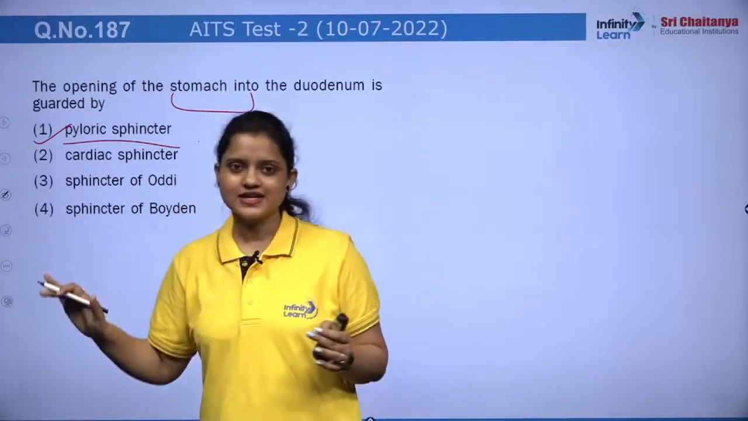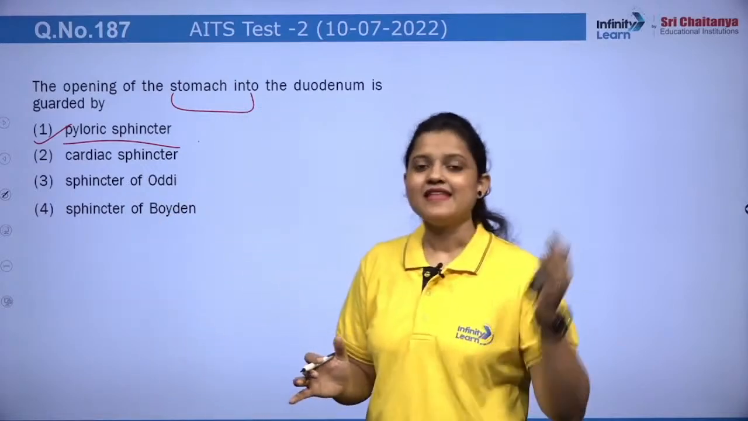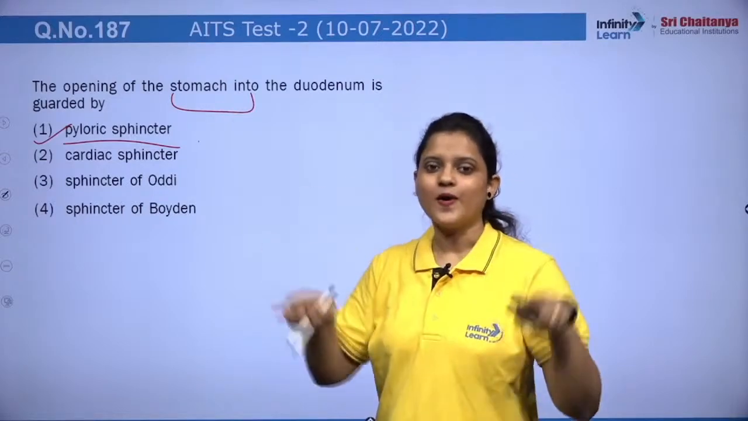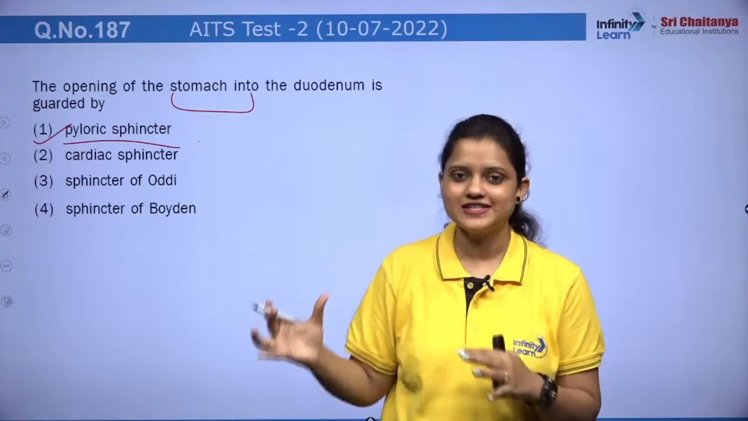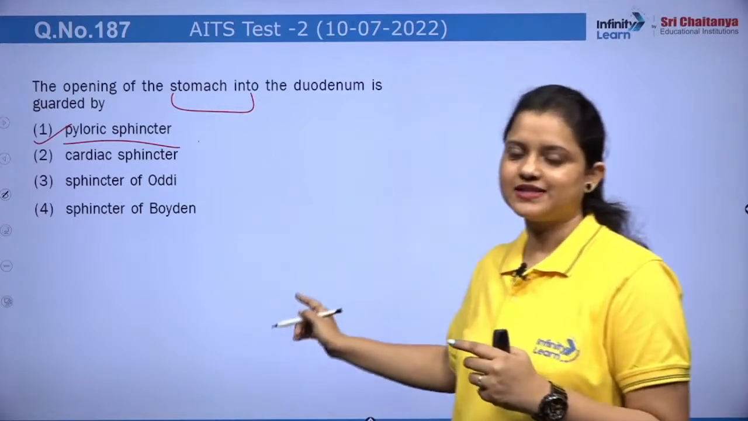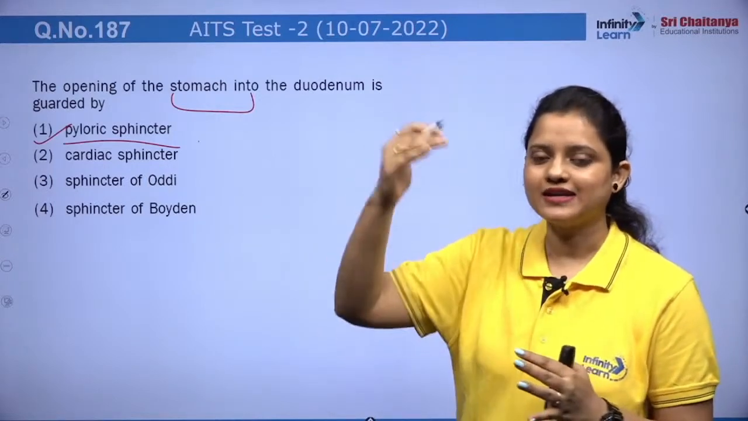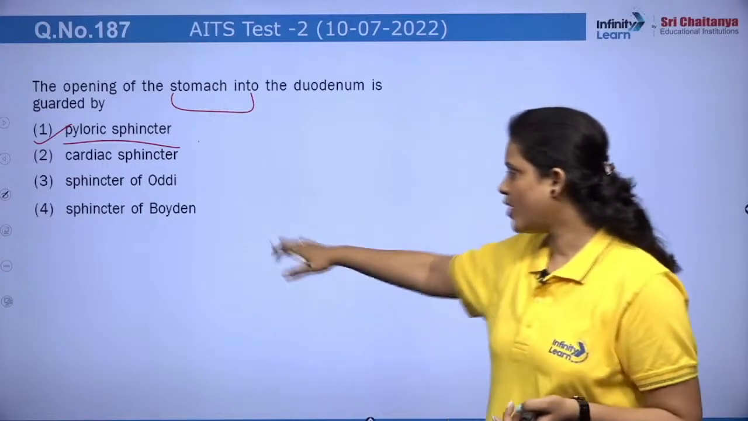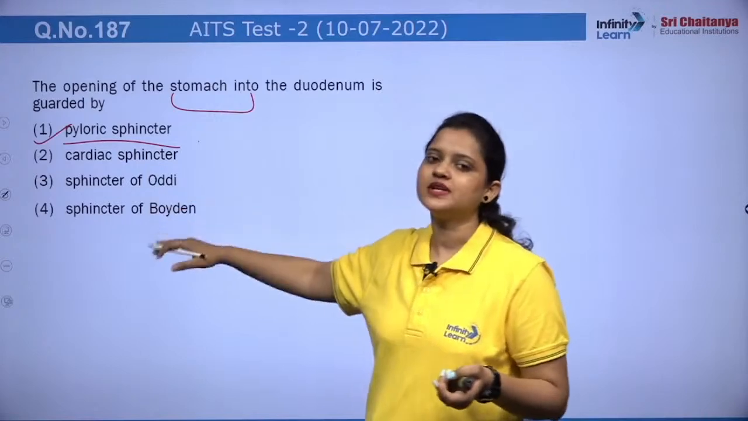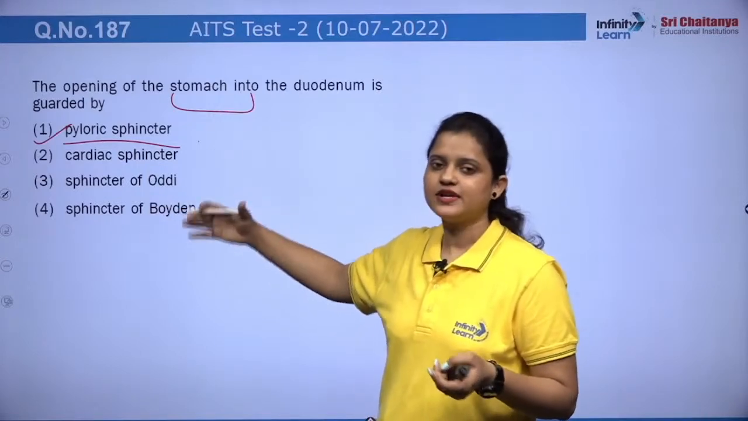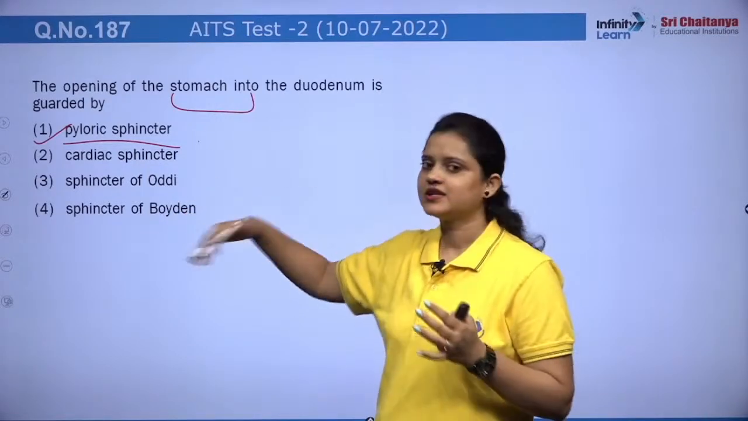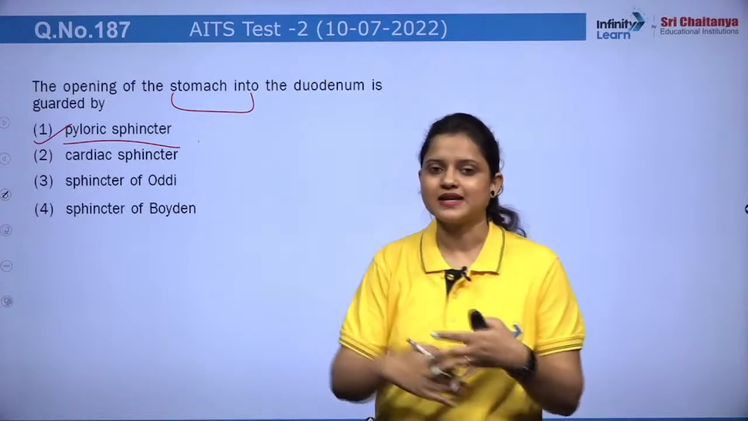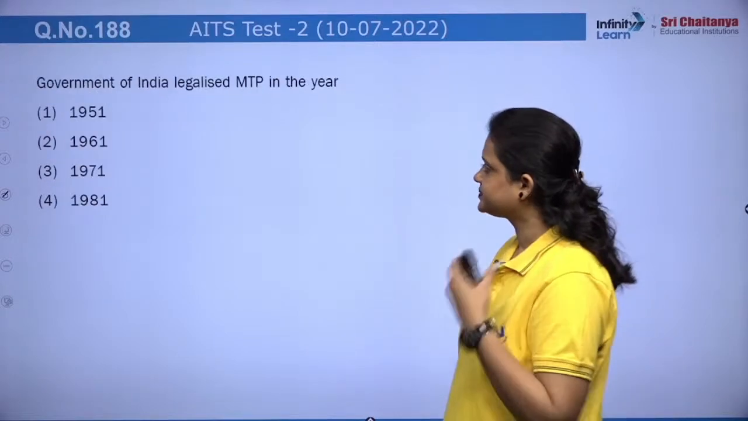Sphincter of Oddi is present at the junction of hepatopancreatic duct that forms ampulla of Vater. So it will regulate the content of hepatopancreatic duct to move into the duodenum. And sphincter of Boyden is associated with the common bile duct. It will regulate the bile juice to join with the pancreatic duct, right?